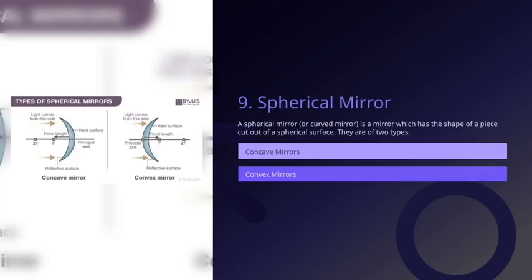Now let's talk about spherical mirrors, also known as curved mirrors. These are mirrors that are shaped like a section of a spherical surface, meaning they have a curved, rounded shape. There are two main types of spherical mirrors, concave and convex. Concave mirrors are those that curve inward, like the inside of a bowl, while convex mirrors bulge outward, like the back of a spoon. Understanding these two types is important because they have different properties and uses, especially when it comes to how they reflect light and form images. As we progress, you'll see how each type plays a role in various optical applications, linking back to the core concepts of how mirrors manipulate light and images.